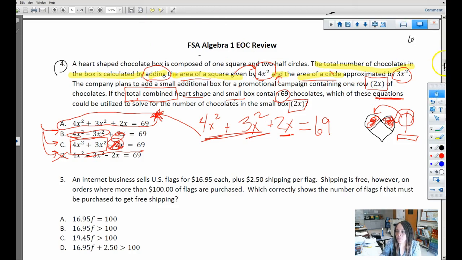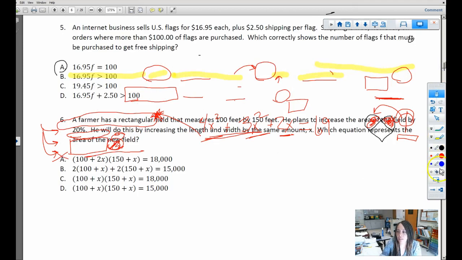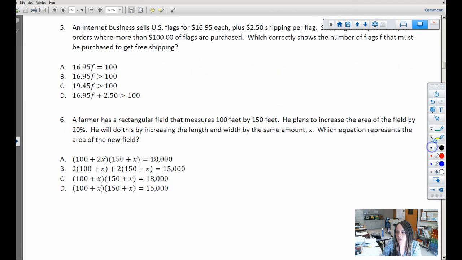Continuing down here, I'm going to clear that screen out so we have some space. Go back to my black pen. All right, number 5. An internet business sells U.S. flags for $16.95 each, plus $2.50 shipping per flag. Let me move this out of your way.